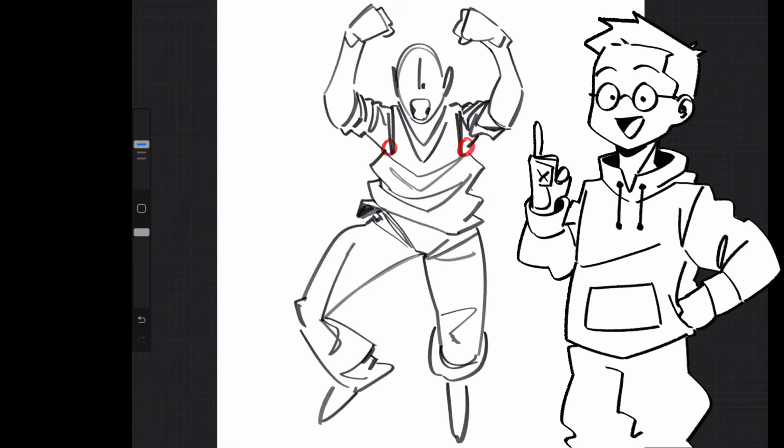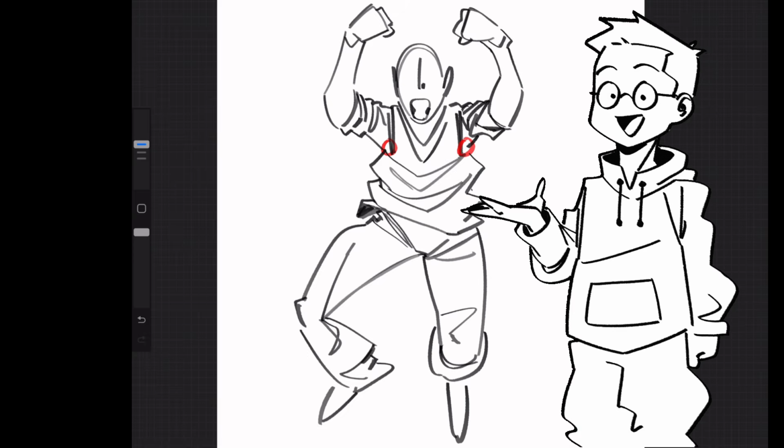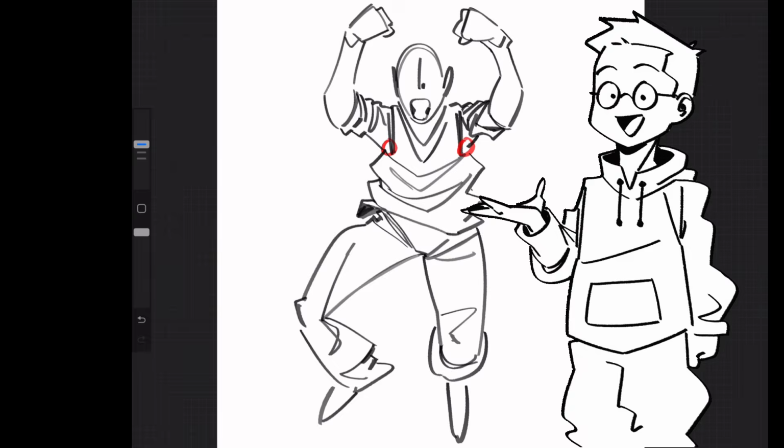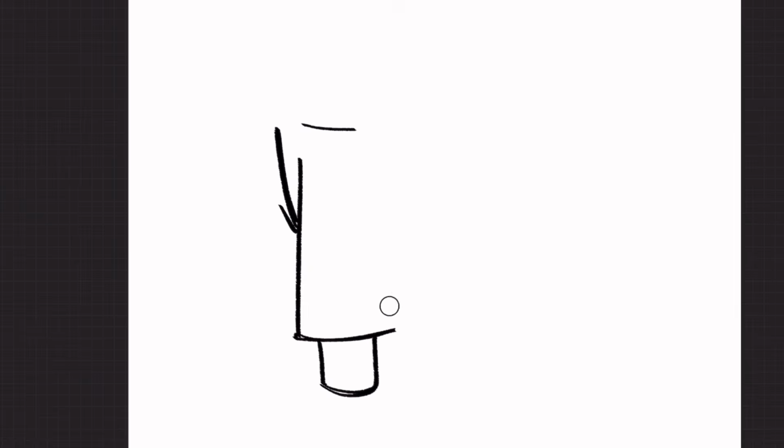Now you might be saying to yourself, okay, that's all fine and good, but how do you know where the fold lines will come from exactly, or how do you know where to place them and what shape the clothing itself will be and all of that fun stuff? This actually leads me to the first real tip of the video, and it's to pay special attention to the outer contour of the clothing that you're drawing.